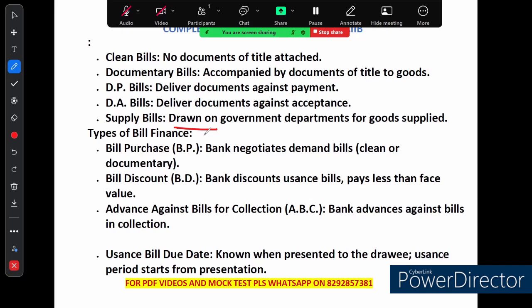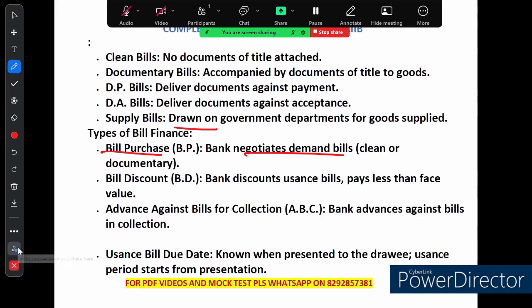Now let's see the types of bill finance. The first type is called bill purchase. What is the meaning of bill purchase? Bill purchase means when the bank negotiates a demand bill. This could be clean or come with documents. Whenever a bank negotiates a demand bill, and I already told you the meaning of negotiation, right? Do you remember what negotiation means? I have just told you how this particular term negotiation works.